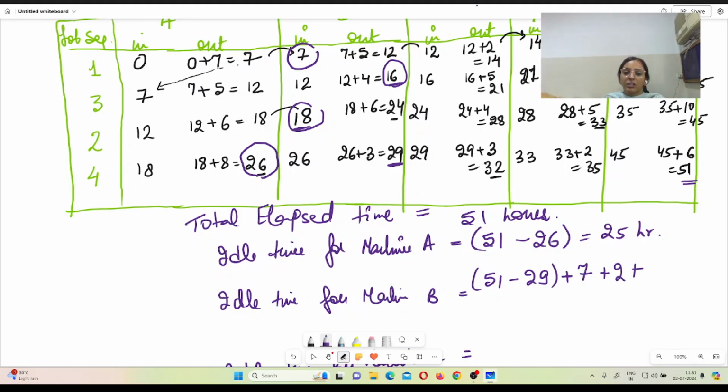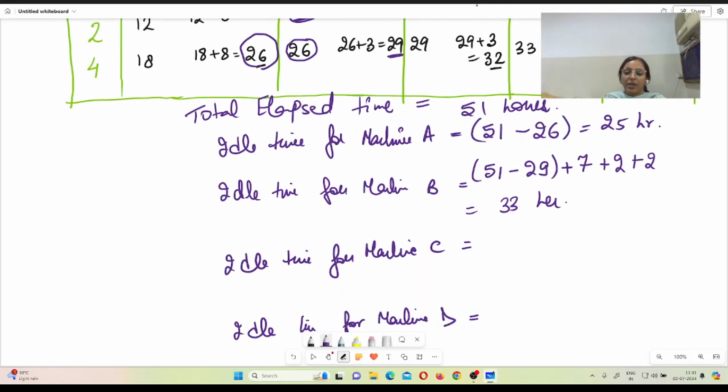Then proceeding further, this is again 24 and this is 28. 26, that means 2 hours more. Then adding all these values and calculating, we find it is 33 hours. That is the idle time of machine B. Right. Coming further to the third machine, that is machine C. Find it again in the same way, 51 minus, first we find the last out time of machine C, which is 32.